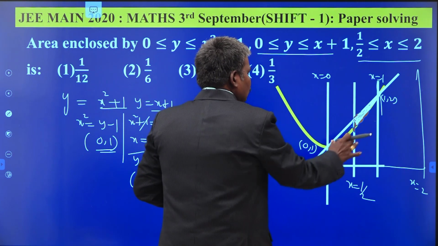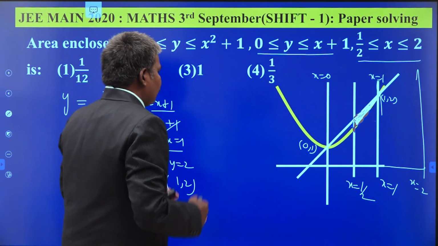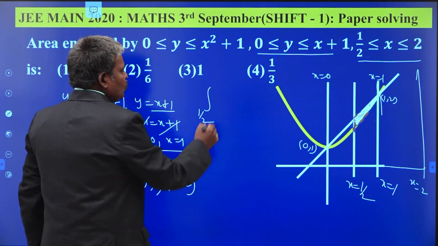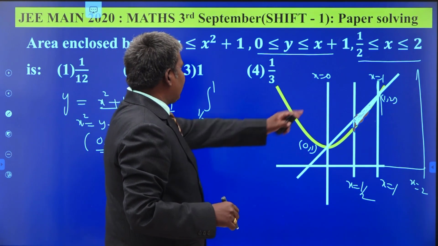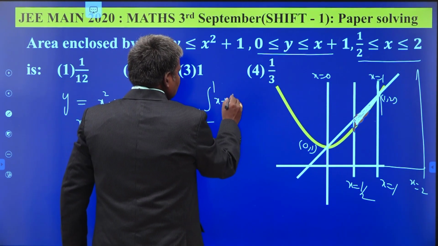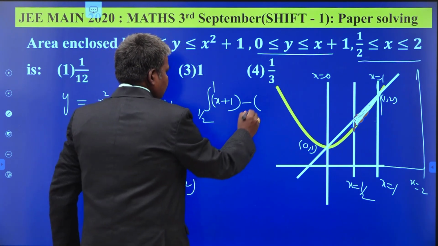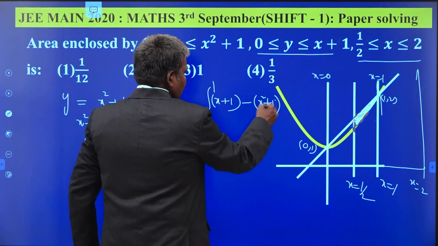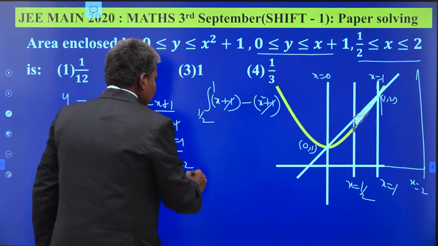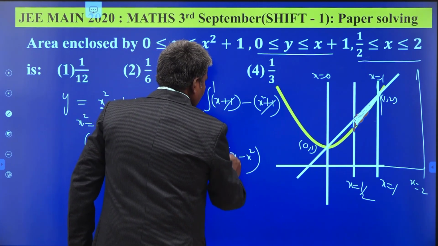Among the two lines, x = 1/2, here x = 1. So from the figure itself, the required area is nothing but the integral from 1/2 to 1 of upper curve minus lower curve. What is y here? x + 1 about the x-axis. x + 1 minus x² + 1. Plus 1 minus 1 gets cancelled. Integral from 1/2 to 1 of (x − x²) dx.